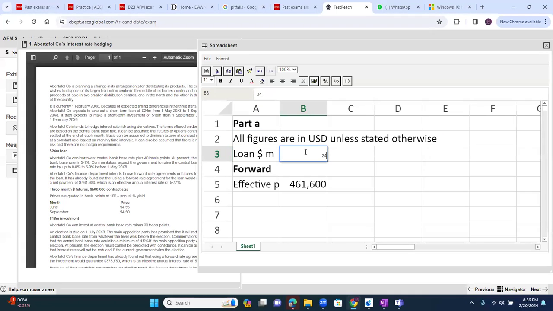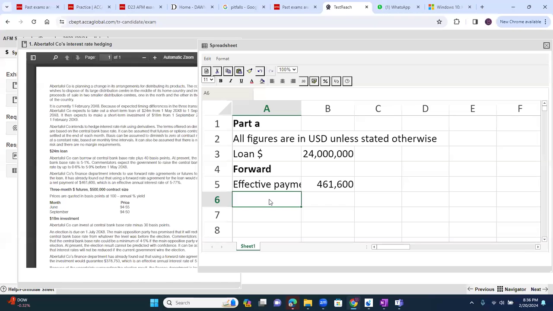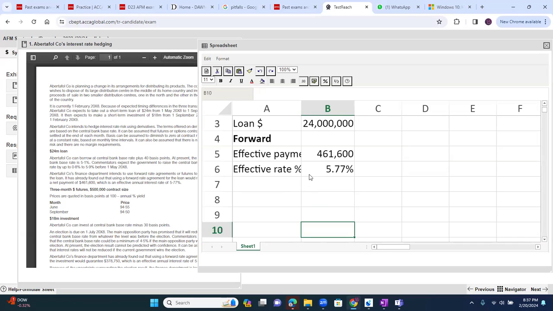Okay, and write this as 24 million and raise this million sign. Okay, effective payment is given. Effective rate is given, 5.77. That is in percentage. 5.77%. Okay, now let's do the future contract.